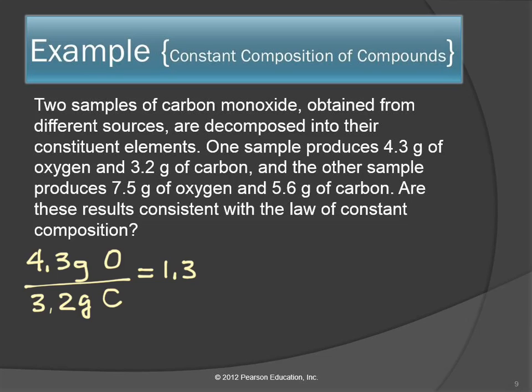And then we'll take the numbers for the other one. We'll do oxygen to carbon again, 7.5 grams of oxygen to 5.6 grams of carbon. 7.5 divided by 5.6 also equals 1.3. The ratio of the mass of oxygen to the mass of carbon is the same for both samples of carbon monoxide. Is that consistent with the law of constant composition? Yes, it is. Any questions?